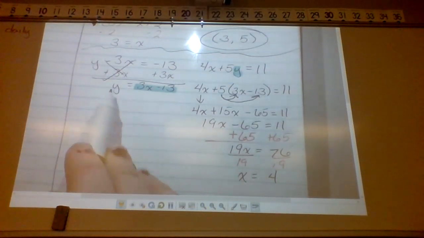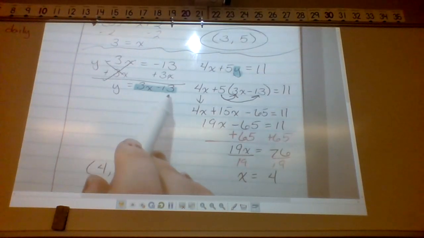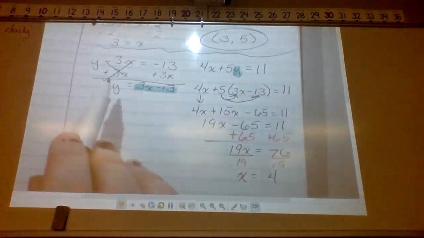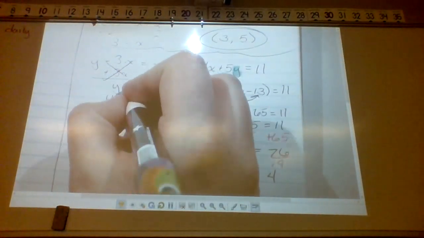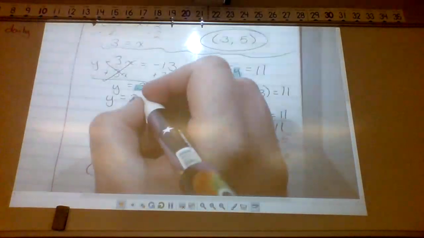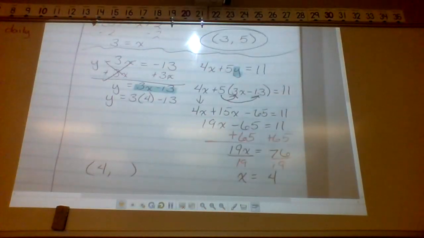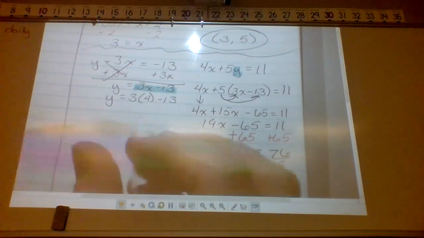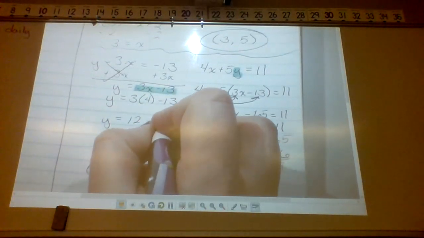Let's go back to right here. Y equals 3x minus 13. Can we substitute in again? Yes, you get it. What does x change to? 4. What is 3 times 4? 12. So y equals 12 minus 13.